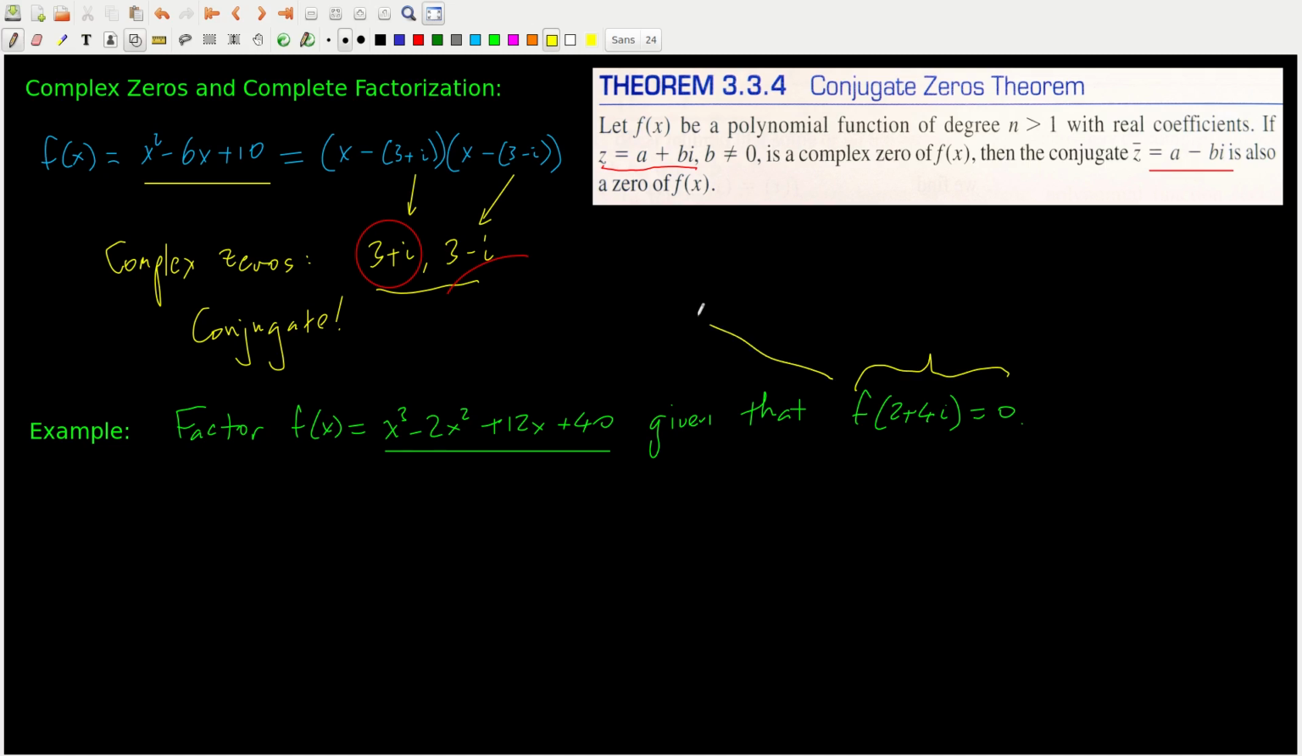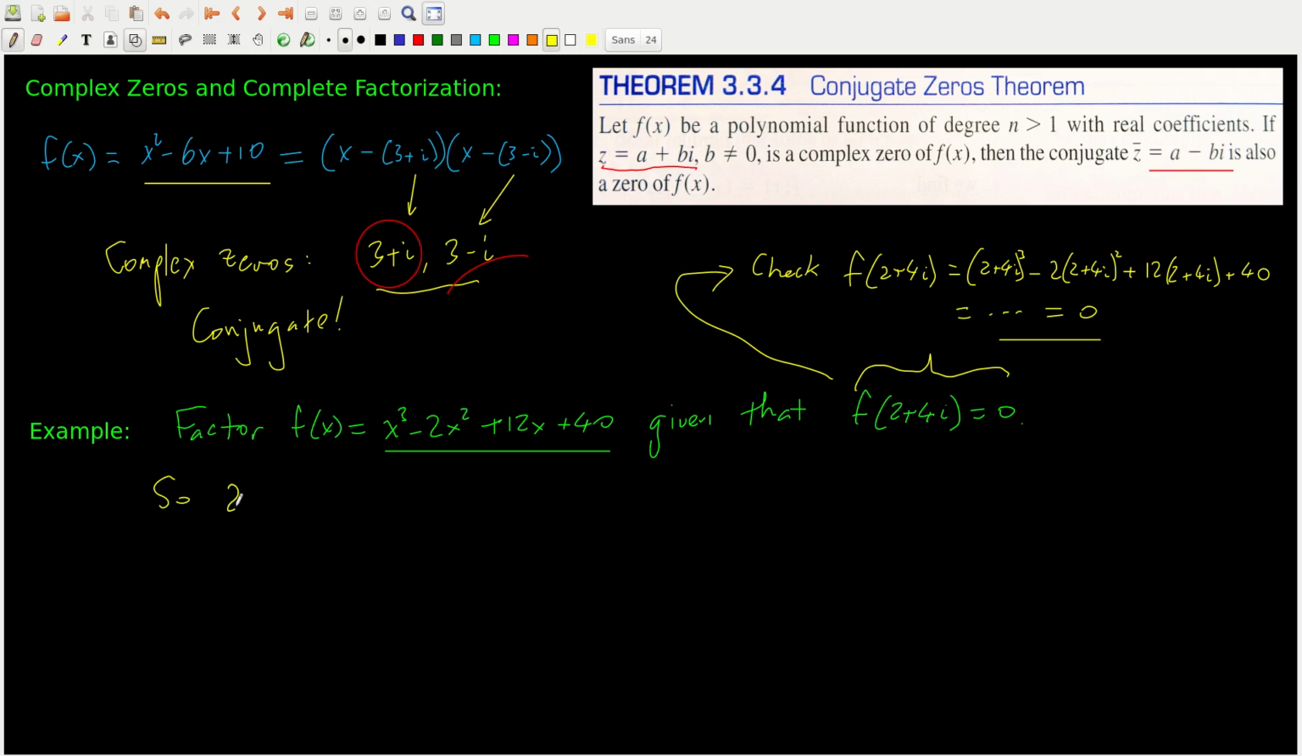And you could check that, right? I'm not going to check that because it sounds awful, but we could check it by literally calculating f of 2 plus 4i and multiplying all of that out. You would get some horrible mess, but eventually, hopefully, you could show that that was zero. So let's just take it as given that this is true, and that tells us that 2 plus 4i must be a zero, because it makes the function zero. This is precisely what it means to be a zero of a function. So 2 plus 4i is a zero.